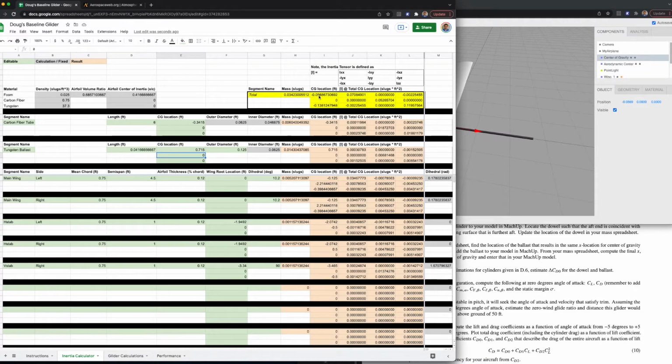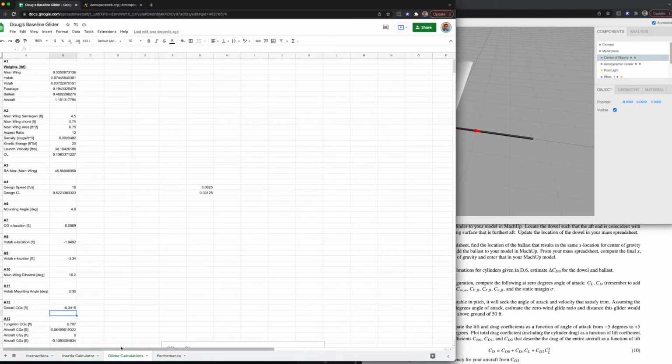So this is minus 0.0569, actually, if I round to this digit here, and that's what we were looking for over here. And again, how exact do you need to be? Well, you're going to iterate on this, and so as you get further through the design process, you want to be more and more exact, probably. So our tungsten ballast location is at 0.715. So I'm going to fill that in here. Our tungsten is 0.715.